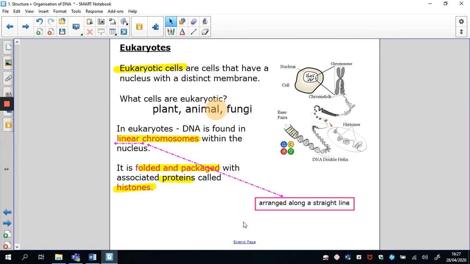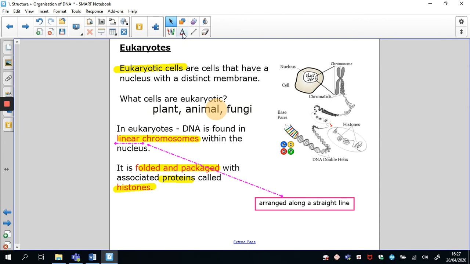Now, some of the next bit is new. We know that in eukaryotic cells, like plant, animal, and fungal cells, we've got a nucleus, and that's where we find the DNA. We also know that we find the DNA in chromosomes in the nucleus. This word is new, linear. Linear means arranged along a straight line. So there is a start and an end.